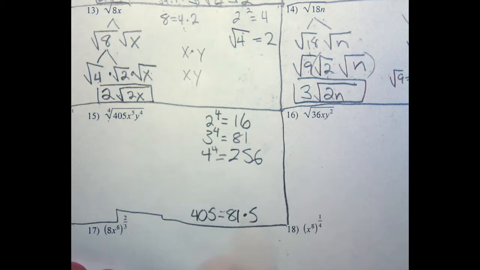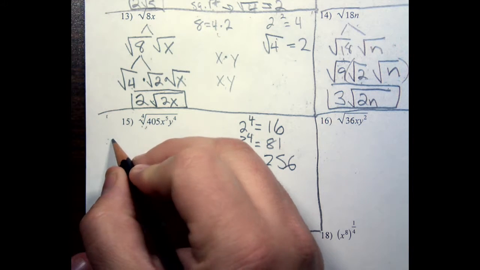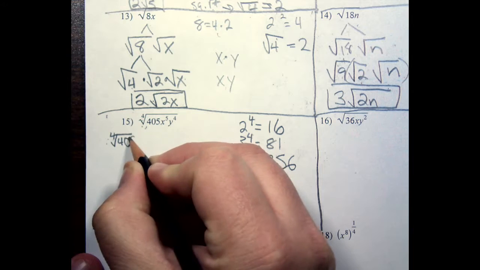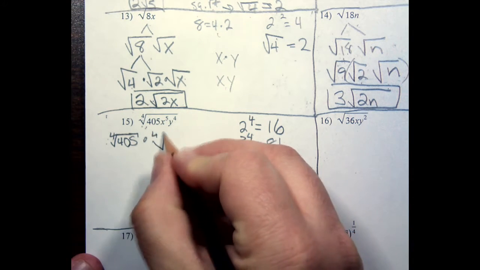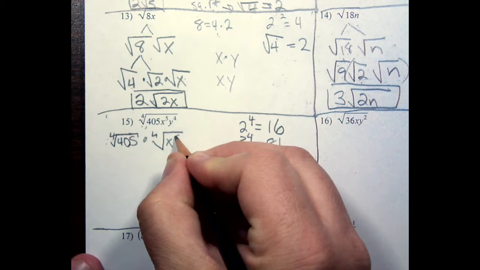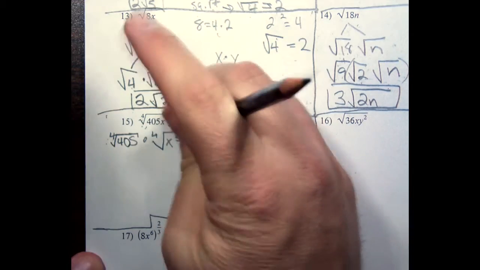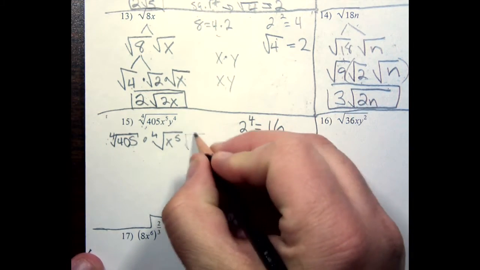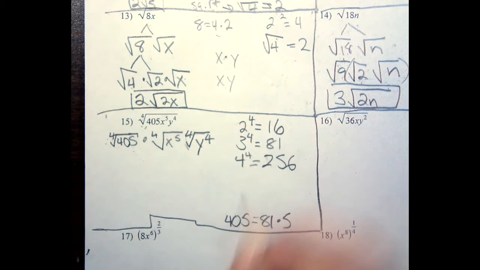So here's an interesting thing. I'm going to take this number. First of all, we're going to write a lot of steps, so write small. I'm going to say that the fourth root of 405 times the fourth root of x to the fifth times the fourth root, oops, you got to remember to put that little 4, that index. So I'm going to say fourth root of y to the fourth.